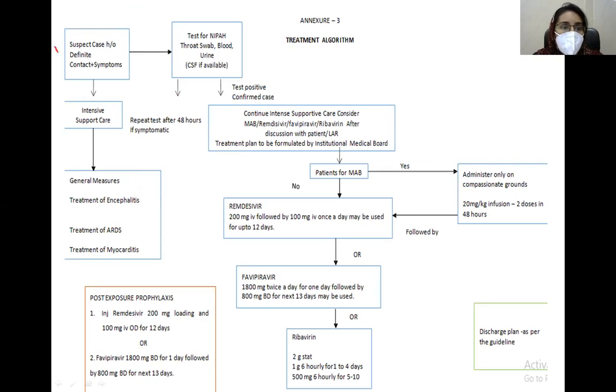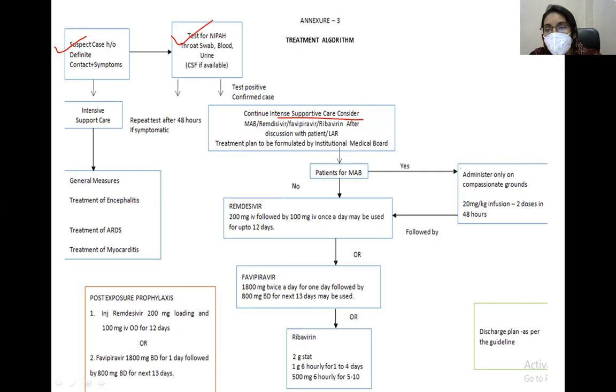So there is a suspect case with history of definite contact with symptoms. We need to test for NIPAH, that is throat swab, blood and urine, and CSF if the symptoms are present, if available. If the patient tests positive, or is a confirmed case, continue intense supportive care. Consider monoclonal antibodies, remdesivir, favipiravir, ribavirin after discussion with the patient. Treatment plan to be formulated by the institutional medical board.